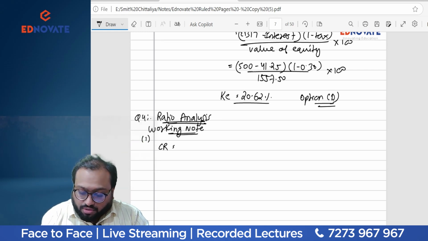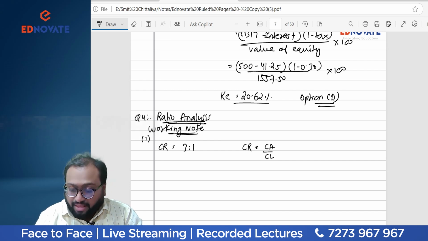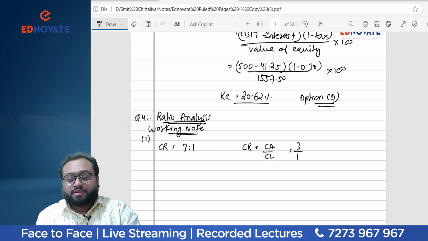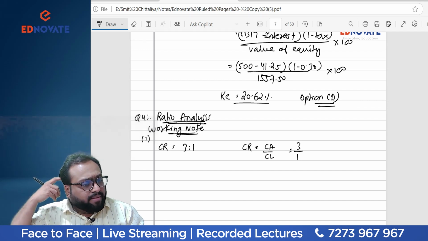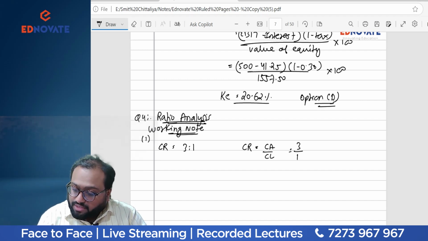Current ratio. How much is the current ratio? 3:1. Am I right? What is current ratio? Current assets upon current liabilities. That means my current asset has to be 3 and my current liability has to be 1 by default. Am I right? Do you all agree? Now, what is your net working capital? Net working capital as given in the question is 5 lakhs.